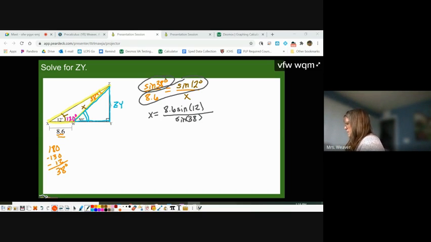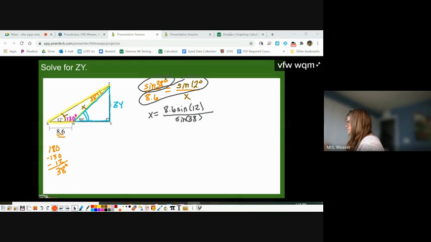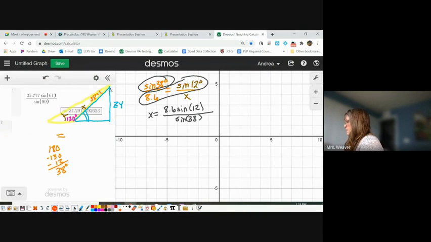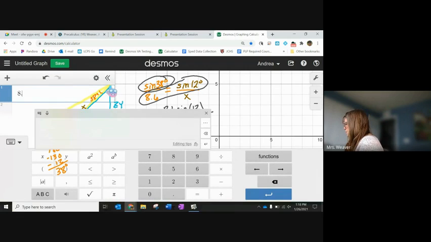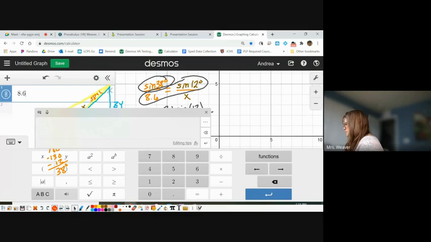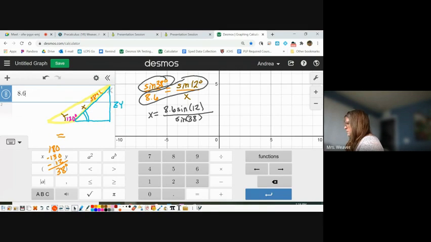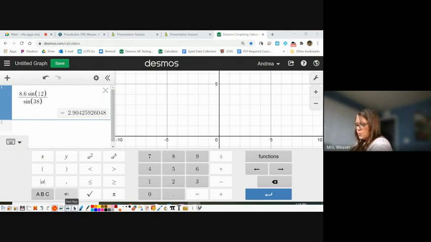All right, let's put it in our calculators. I'm going to do 8.6 sine 12, close the parentheses, divided by sine 38. And we get 2.904. Is that what you got? Good. Yes, I see some of you already do have that.